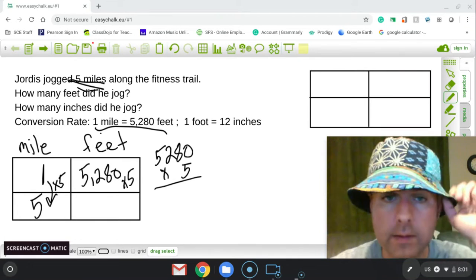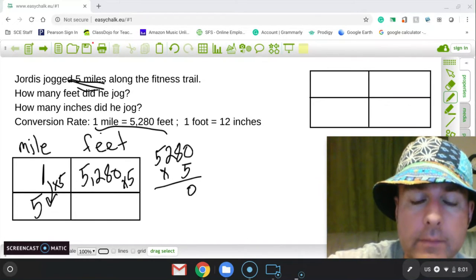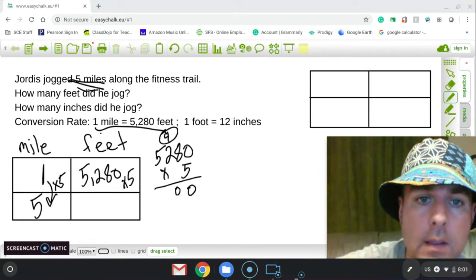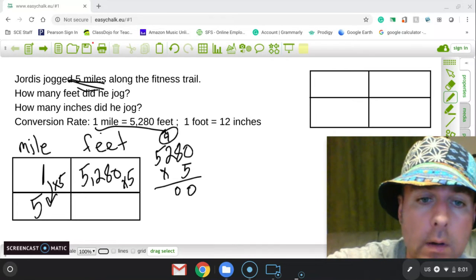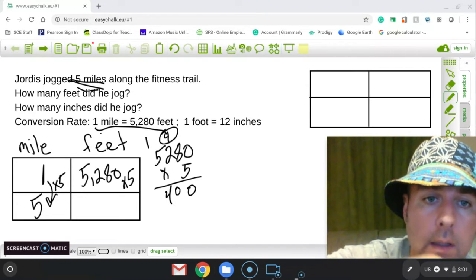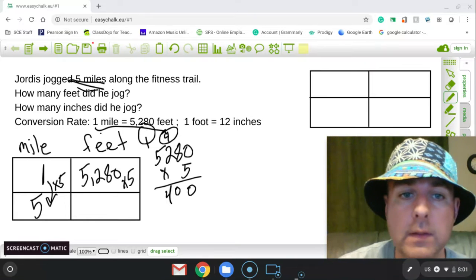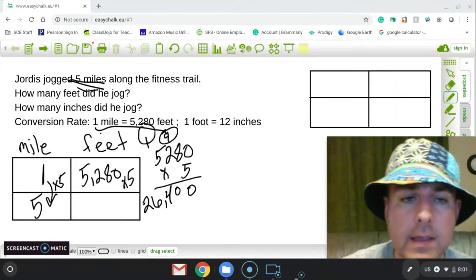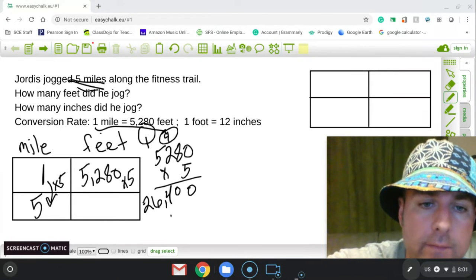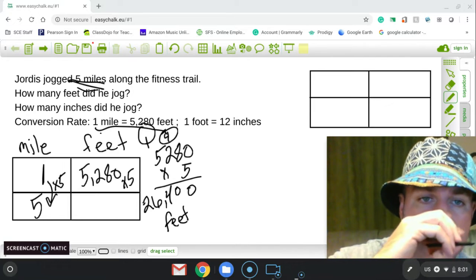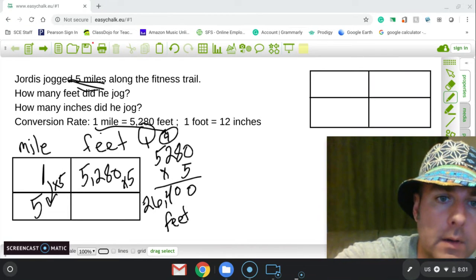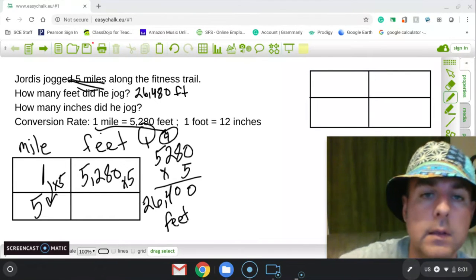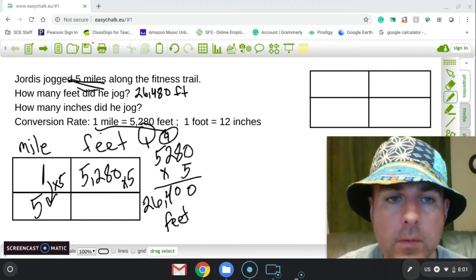So 5 times 0 is 0. 5 times 8 is 40. I'm going to put down my 0, regroup my 4. 5 times 2 is 10 plus 4 is 14. And then we have 5 times 5, which is 25, plus 1 is 26. So our answer is 26,400 feet. That is our answer for this problem right here, 26,400 feet.